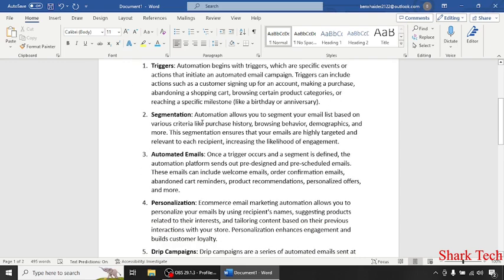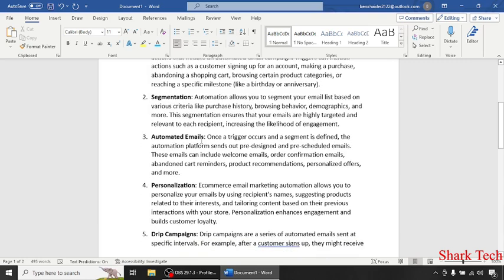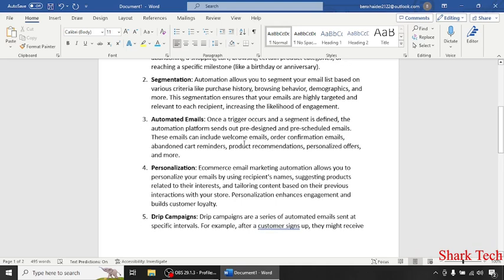Second, segmentation. Automation allows you to segment your email list based on various criteria like purchase history, browsing behavior, demographics, and some other criteria. Third, automated email. Once a trigger occurs and a segment is defined, the automation platform sends out pre-designed and pre-scheduled emails. These emails can include welcome emails, order confirmation emails, and abandoned cart reminders.